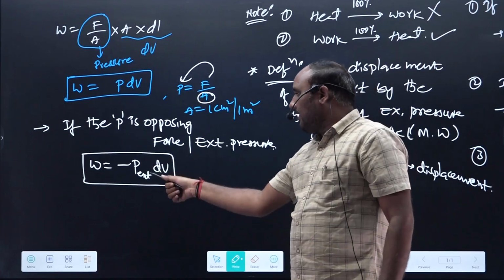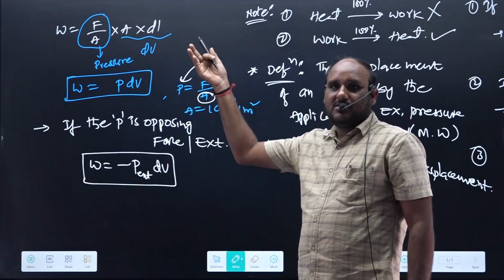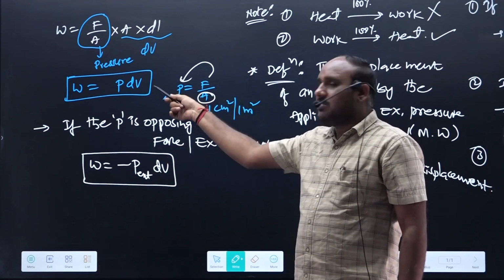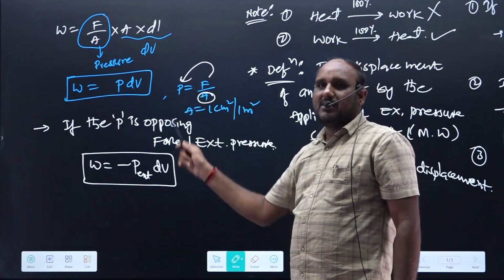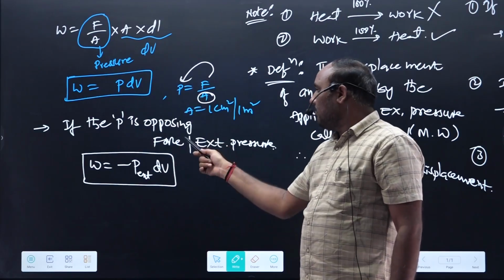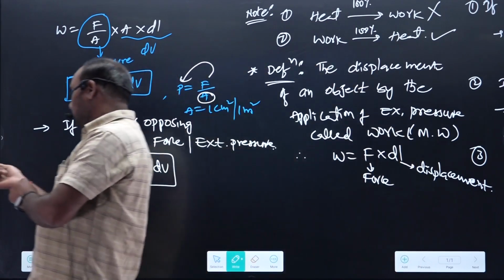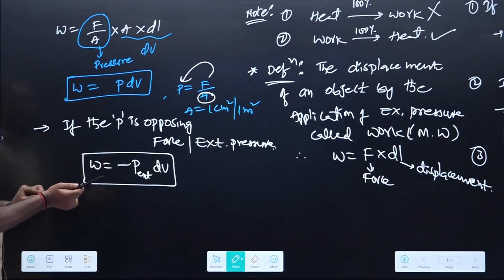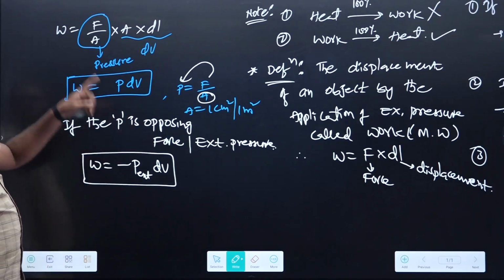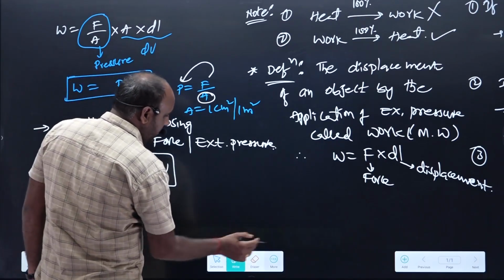When we write minus P, we have to use external pressure. External means surroundings. If we use system pressure, W is P dV. So P dV and minus P dV differ in sign. For opposing force or external pressure we use W is equal to minus P dV. So this is the mechanical work. So we'll see.